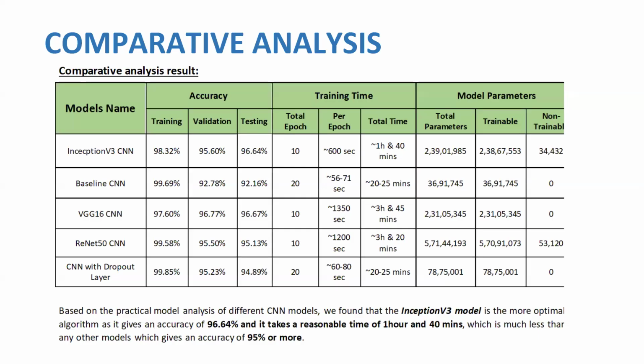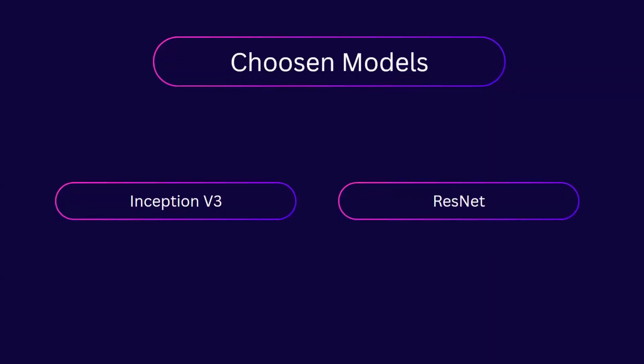In the comparative analysis we have taken many parameters into consideration, like training accuracy, validation, testing, epochs, and total time. From that we found that the 2 models giving the best accuracy and taking less time compared to the other models are Inception V3 and ResNet 50. We have taken these 2 models as our best 2 models, and what we have done will be explained by our friend Milon next.